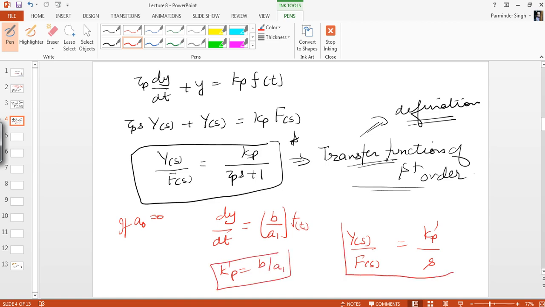Okay? So this is your pure capacitance case, a case of pure capacitivity or pure integrator. So that's the transfer function of a pure capacitance.